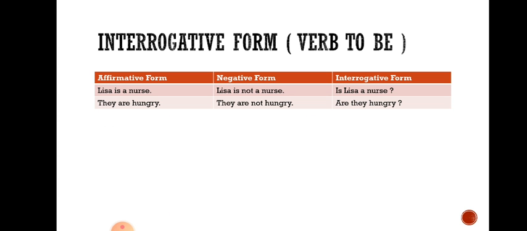So to make questions in the simple present, start with the verb to be. Is Lisa a nurse? Are they hungry? And don't forget the question mark.